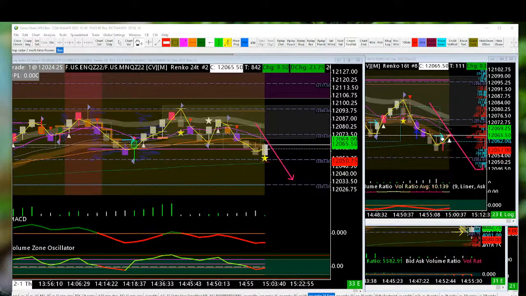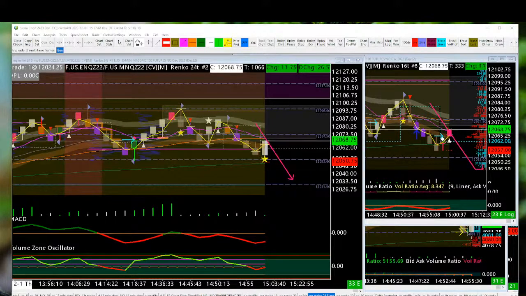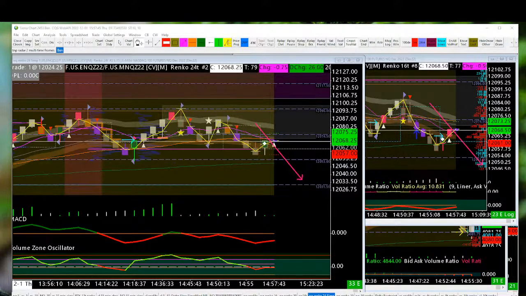And I don't know if puts are really a good idea, but I'm gonna try it because there's just not enough time to trade futures. So here, if they reject here, it's a swing short. So puts is what I'm thinking.